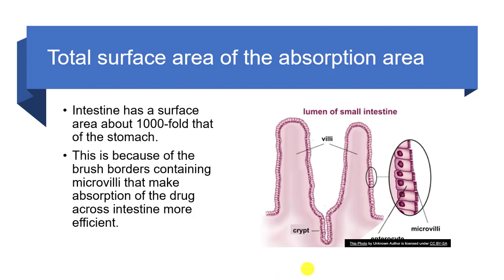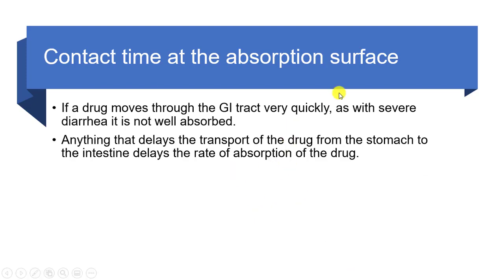Now I will move to the next slide, and I'm going to talk about the next factor, which is the contact time at the absorption site. If we talk about the contact time at the absorption site, then we know that if we give drugs via the enteral route, they generally move through the GI tract very quickly. If a person has, for example, severe diarrhea, and the medication moves through very quickly, then it might not be absorbed as well. And this is essentially what contact time at the absorption surface means.